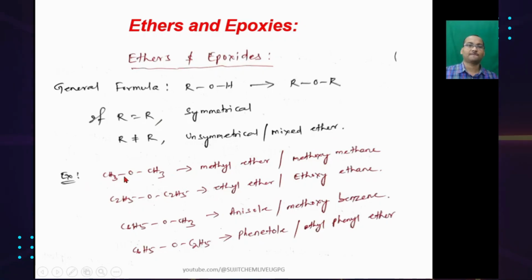So for example, when R equals CH3 on both sides, this is called dimethyl ether or methoxymethane. Similarly, R is C2H5 on both sides, so C2H5OC2H5, that is called diethyl ether or ethoxyethane. Similarly, if one side is C6H5 and the other side is methyl, C6H5OCH3, that is called anisole or methoxybenzene. Similarly, one side C6H5 and the other side C2H5, that is called phenetole or ethyl phenyl ether.